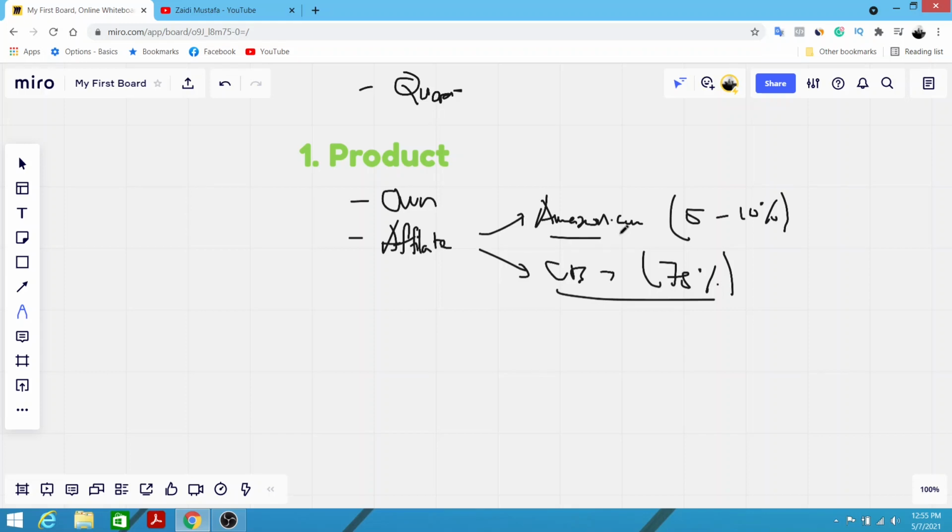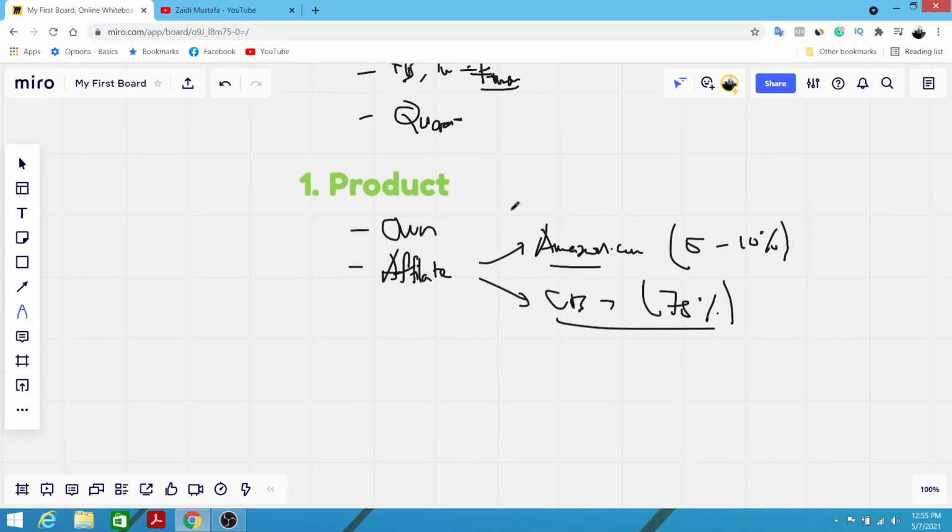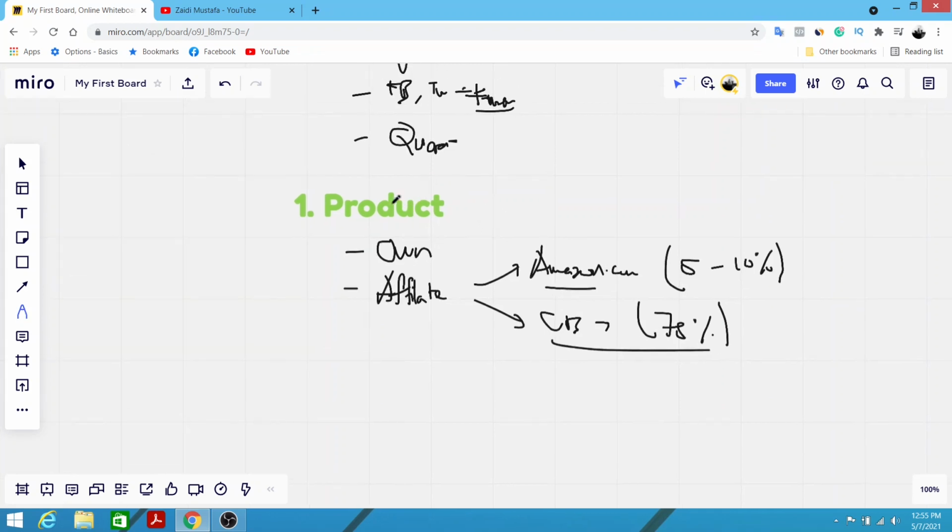So now what you need to do is get your affiliate link and just scatter it throughout the internet, whether it is on your blog or in your social media. It's totally up to you. That is how you're going to be able to make money by selling product online. Okay, so number 2 is product.